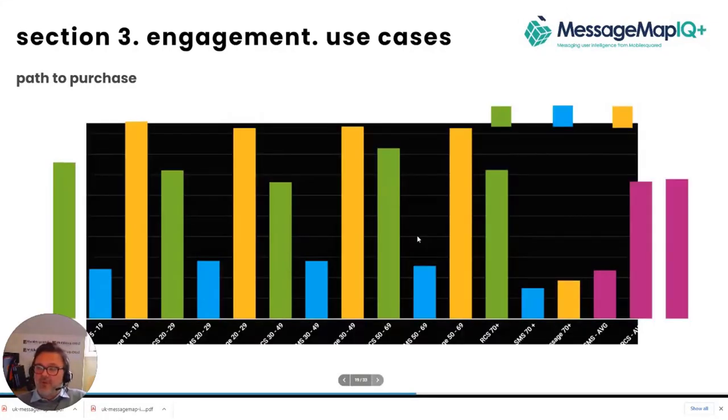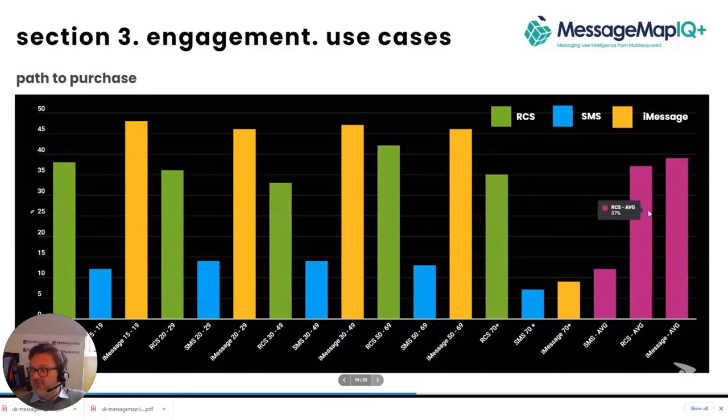Then we can look at the path to purchase, and again, some very similar figures. Now the average engagement percentage of users does drop slightly, but it's still incredibly encouraging. It's about 37% on RCS, just again slightly higher. On iMessage, it's about 39%. But if you look at where that is compared to SMS, that's 12%.